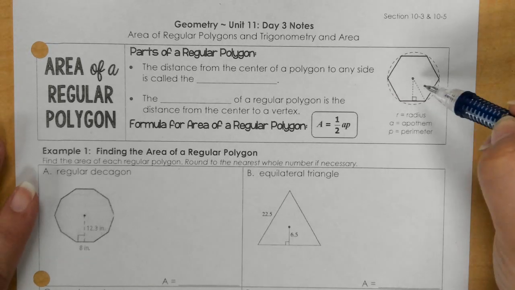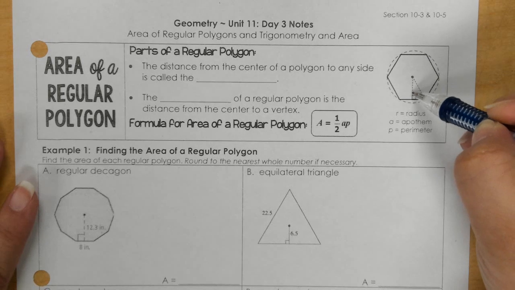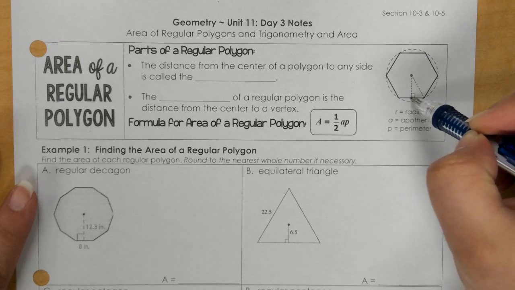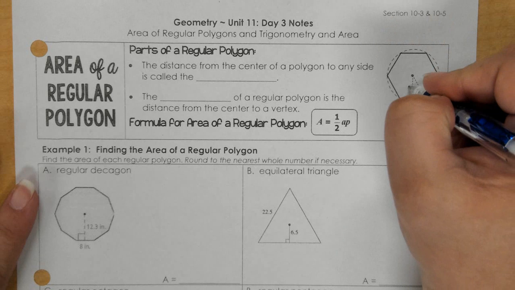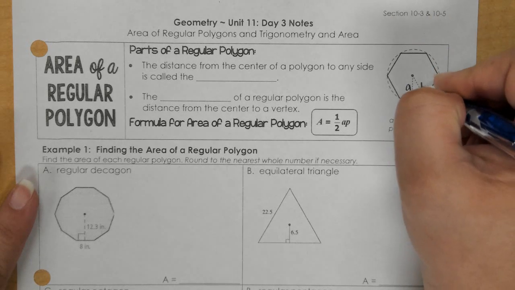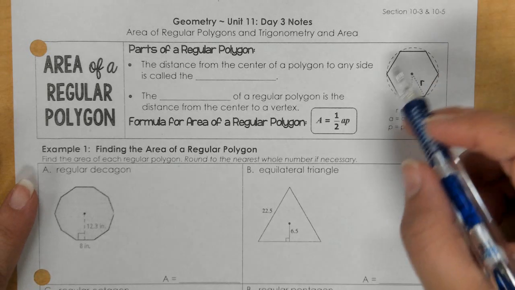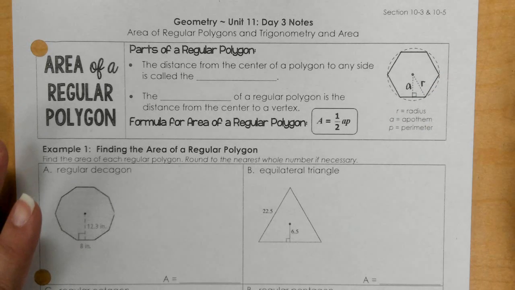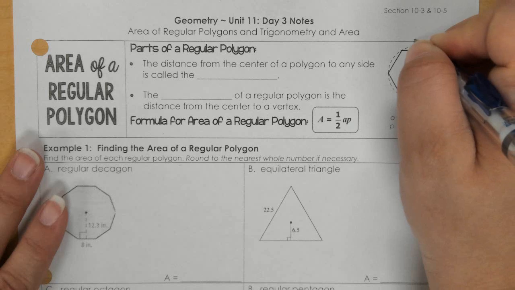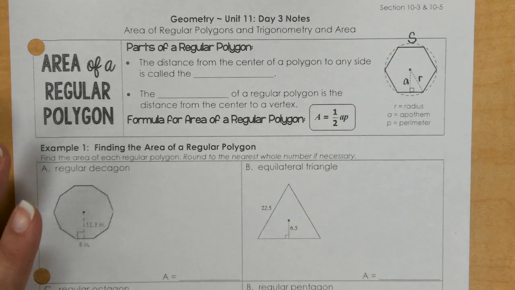Then from the center to the midpoint of a side, that is called the apothem, which is A. Okay, and then radius for R. And then to find perimeter of any polygon, you just add all the sides. So you consider like one of these is just S, the side.